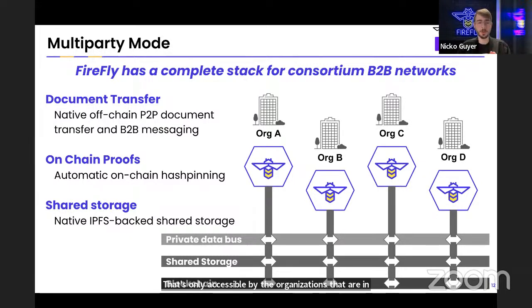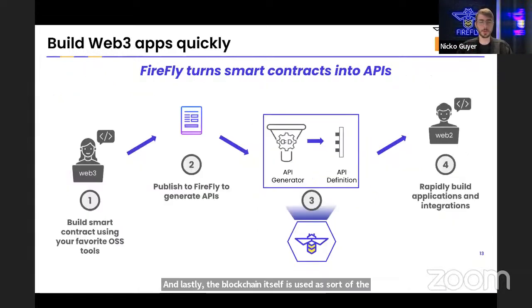There's another component, which is a private data bus using a software component we call data exchange. That's one of the microservices within the FireFly architecture. And that will transfer either messages or files directly peer-to-peer from different organizations. And lastly, the blockchain itself is used as the layer that notifies all the different organizations of when data is shared and it's available.